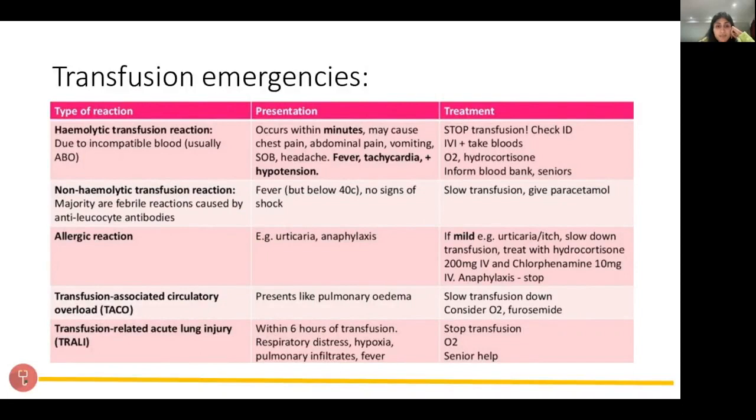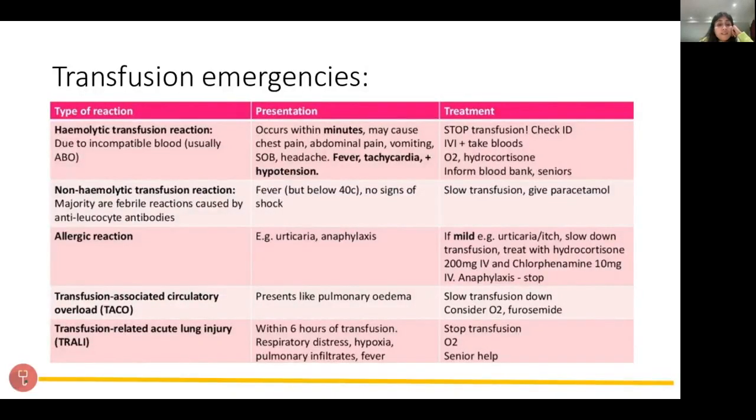But with TACO, they're overloaded, so we want to slow the transfusion down. And with our heart failure patients, we prescribe the unit of blood much slower anyway, so about over 4 hours. And obviously consider oxygen, and furosemide is often given with the actual red blood cells, so it will run at the same time as well as afterwards. If someone's having multiple transfusions, sometimes we just have a rule of furosemide with every other unit of blood, for example.